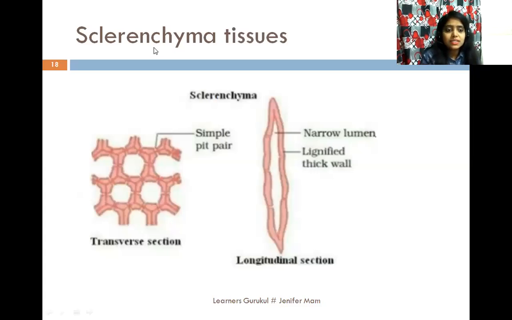So this is the structure. This is the transverse section, how it is present, and this is the longitudinal section. Here you can find the cell wall is very thickened due to the presence of lignin, that is, a lignified thick wall. And there is also a narrow lumen inside.